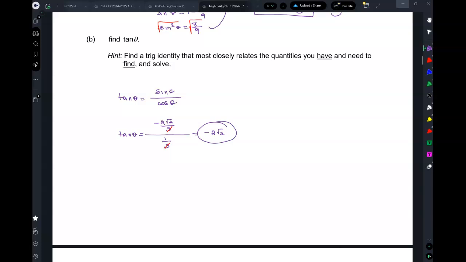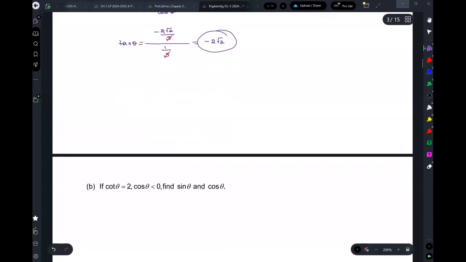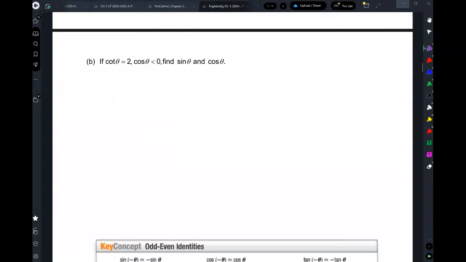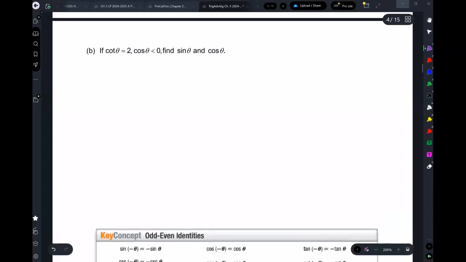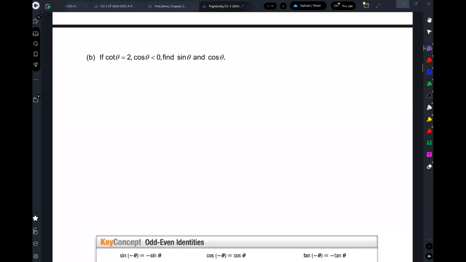Okay. We're going to do one more of this. Okay, so this one I haven't outlined the steps, but we're going to follow the same procedure. Okay, so we have cotangent is 2. Cosine is less than 0. We need to find sine and cosine. Okay, so let's first fix the quadrant.